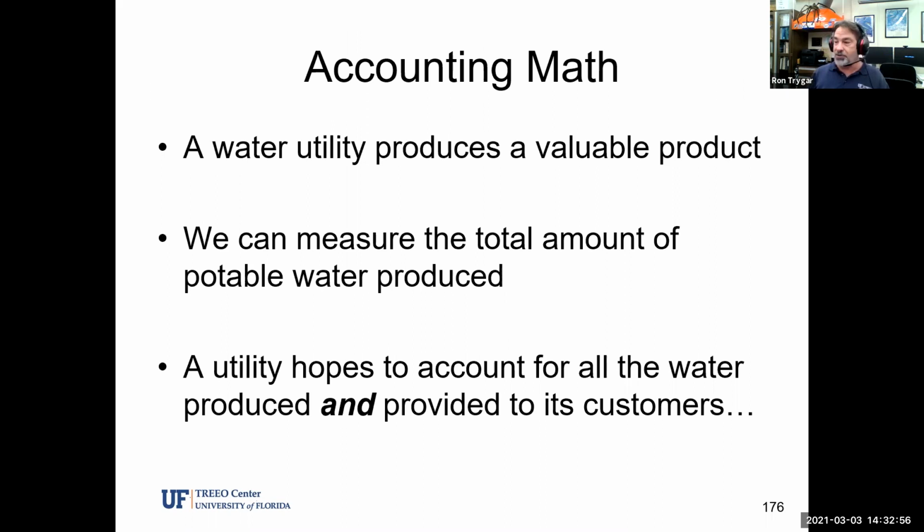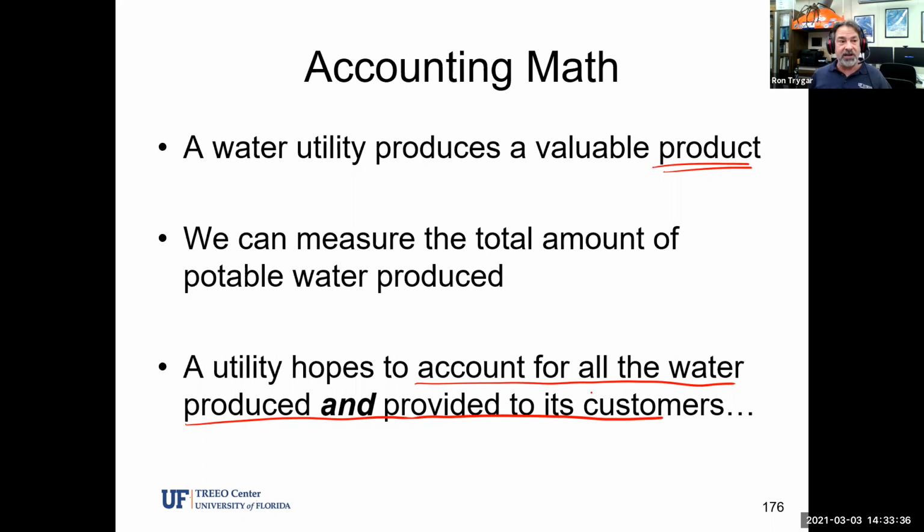The water utility produces a very valuable product. Remember, what we're doing is making a product, and we're selling this product. It's very important that we account for the water that's being used by our citizens and what we've pumped out of the ground or made in our water treatment plants and pumped into the water distribution system at the point of entry. Usually there's a bulk meter or some kind of metering system to say how many gallons came out of the ground or through our water treatment plant total and into the water distribution system. So the utility hopes to account for all of the water produced and provided to its customers.